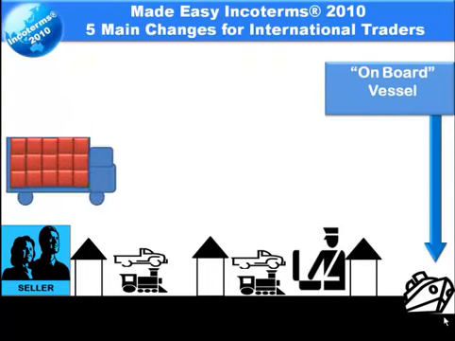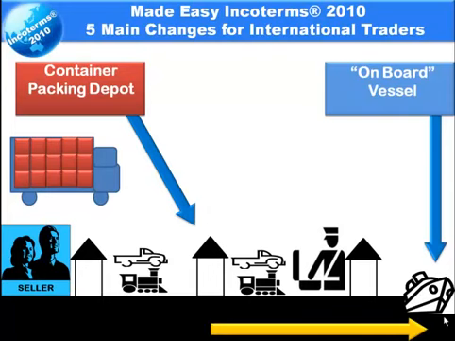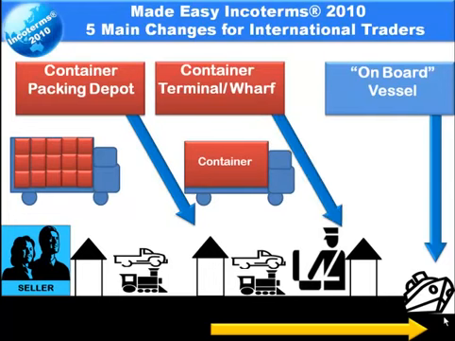At the container packing depot, the LCL cargo, the carrier on behalf of the buyer takes delivery of the cargo, packs the container, transports that container to the ship site and loads the container on board the vessel. For the full container load consignment, the seller delivers the container to the container yard or terminal, and the carrier, on behalf of the buyer, takes delivery of the full container and loads the container on board the vessel.